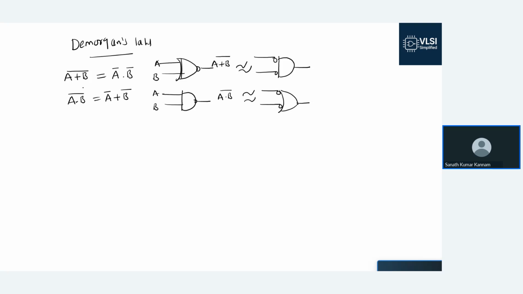So this equivalency we are going to use in the realization of Boolean expressions by using only NAND gates and NOR gates. So this you need to remember. Means these equivalency of gates you need to remember. Okay. So this is about DeMorgan's law. Okay. So we already seen all these laws, and one more theorem is there. That is consensus theorem.